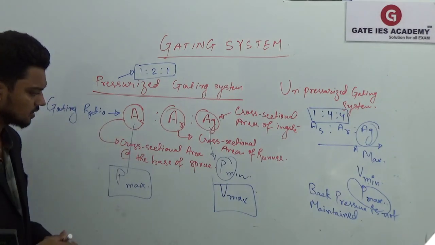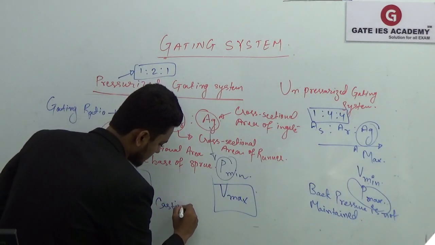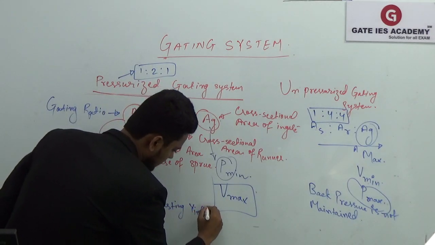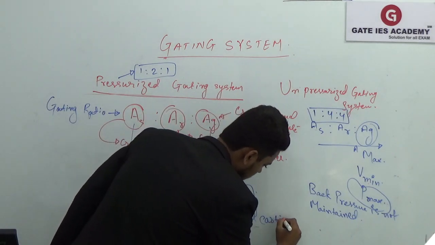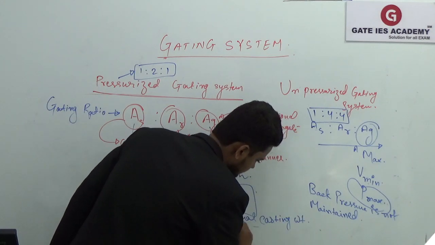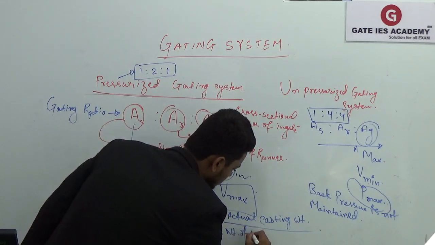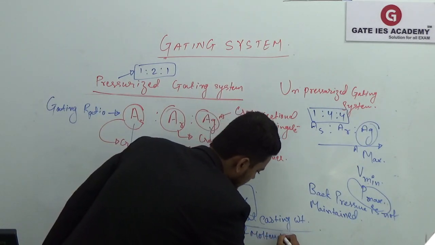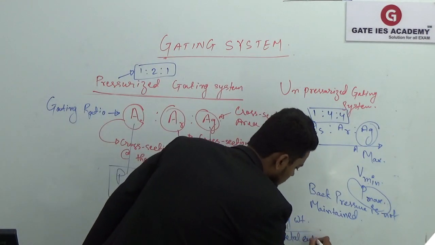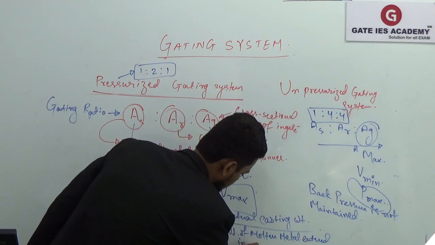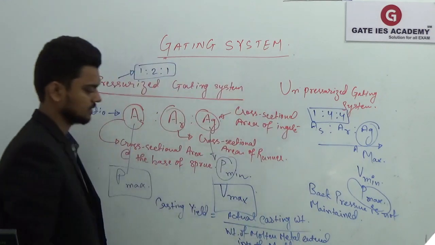So casting yield, as I said now, casting yield is the actual casting weight upon the weight of molten metal entered into the mold.